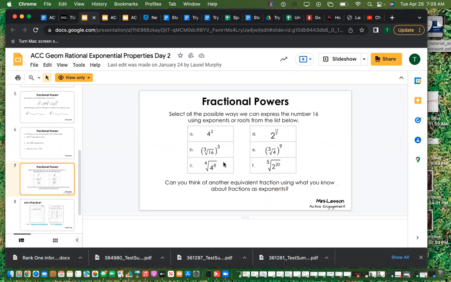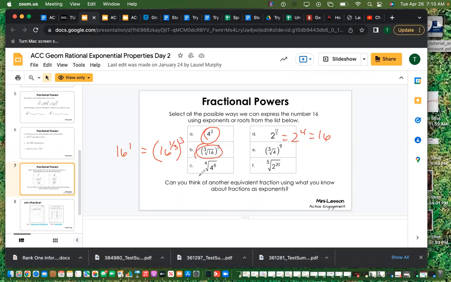All right, so select all the possible ways we can express the number 16 using exponents or roots from the list below. So anything that would equal 16. Well, 4 to the 2nd power is 16. This one, I have 12 divided by 3, which is going to simplify down to 4. Well, what's 2 to the 4th power? That's 16. Over here, I've got 16 raised to the 1/3 power raised to the 3rd power, which means that that's going to be 16 to the 1st.